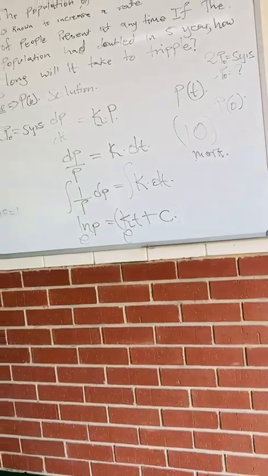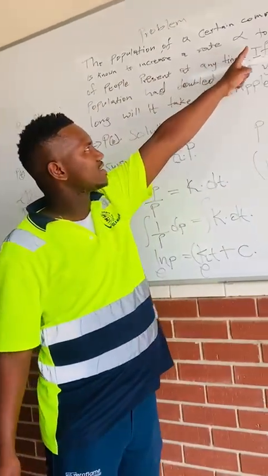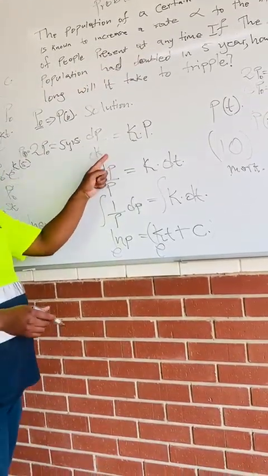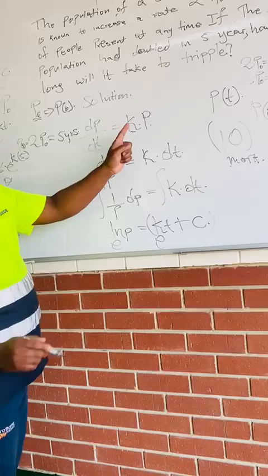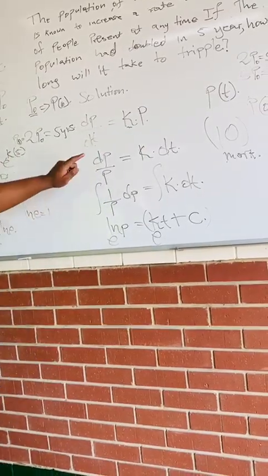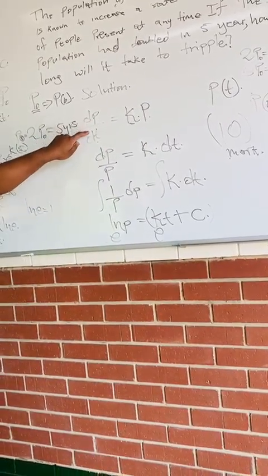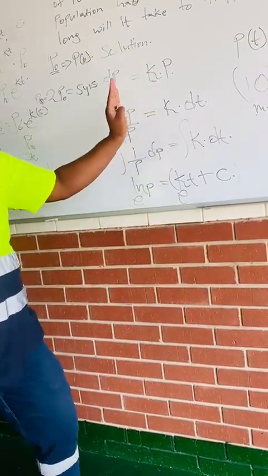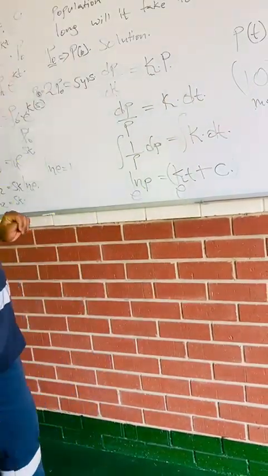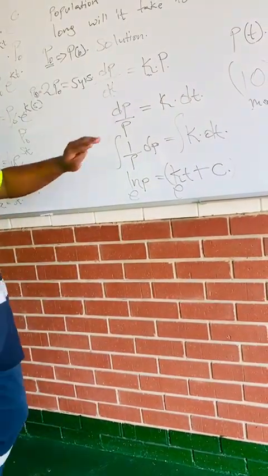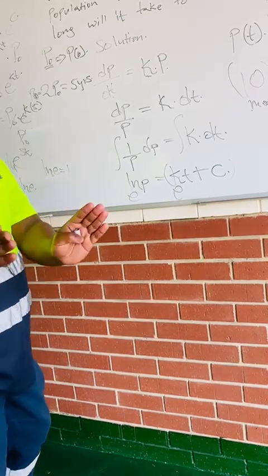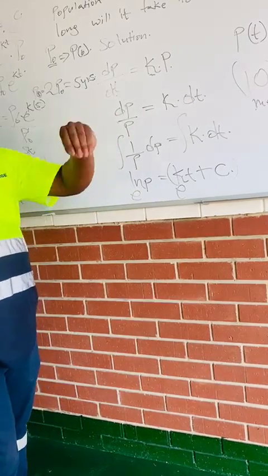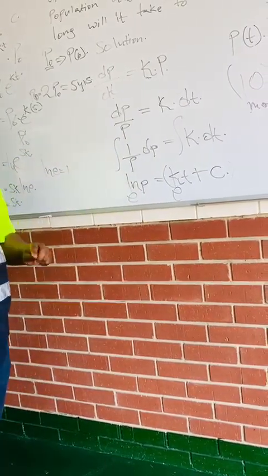Now, what is going to happen? The rate that is proportional to the number of people is this one: dP over dt is equal to kP, meaning that the derivative of population with respect to time is equal to some constant multiplied by the population. Okay? Now, what is going to happen? You're going to separate your variables. After separating your variables, you're going to integrate.